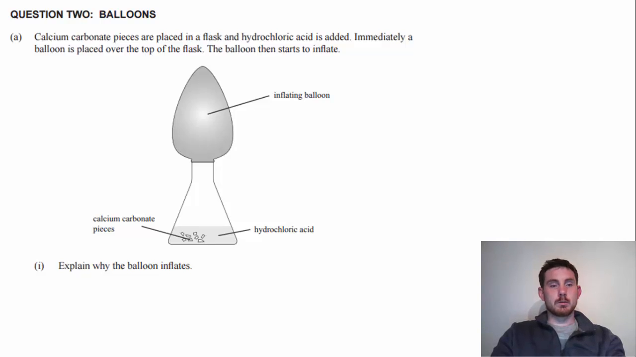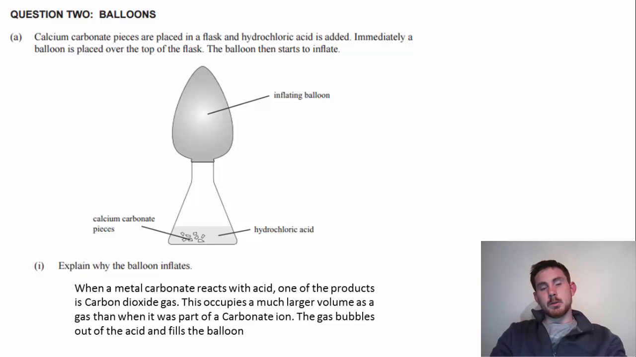So this question is all about rate of reaction, and it's starting off with a nice simple one about why the balloon inflates. So the balloon inflates because we've got calcium carbonate and hydrochloric acid, and you should know the general formula for a metal carbonate plus acid reaction, and the 3 products would be a salt, water, and carbon dioxide.